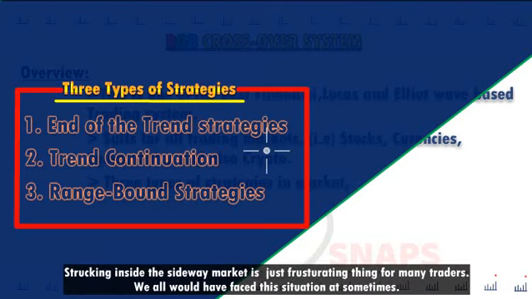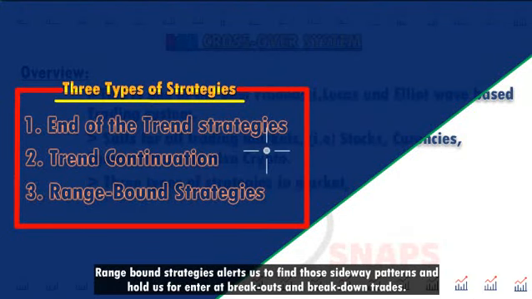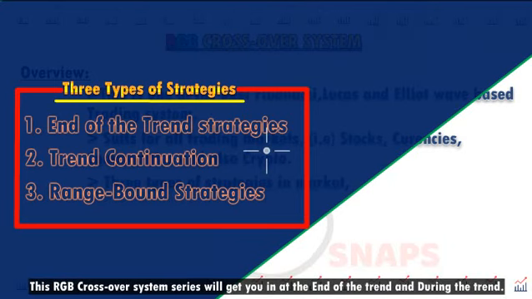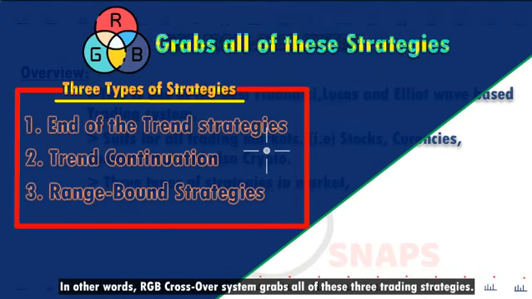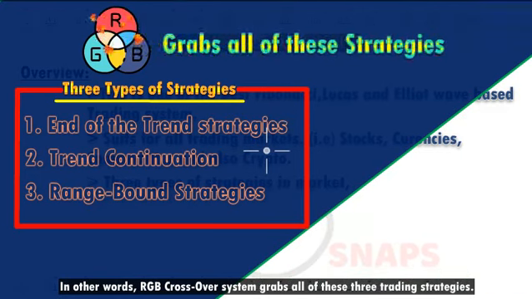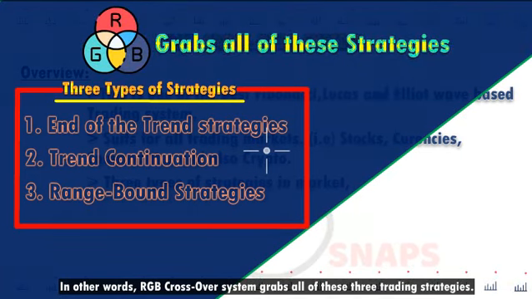Getting stuck inside the sideways market is just a frustrating thing for many traders. We all would have faced this situation at some time. Range-bound strategies alert us to find those sideways patterns and help us enter at breakout and breakdown trades. This RGB crossover system series will get you in at the end of the trend and during the trend. In other words, RGB crossover system grabs all of these three trading strategies.